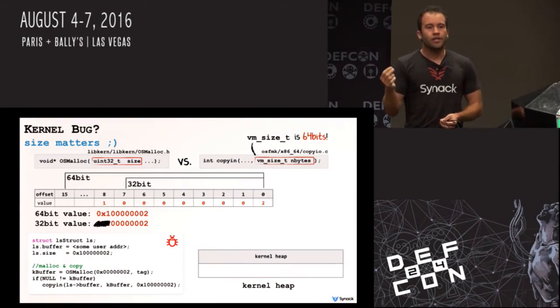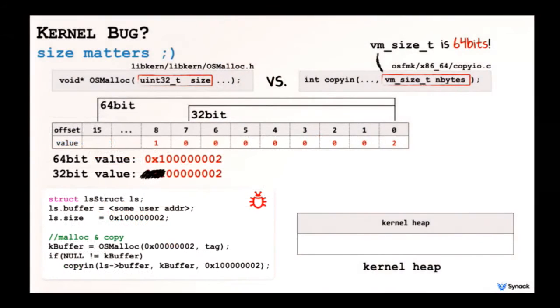Why? Well, the allocation function they use, which is OSMalloc, takes a 32-bit integer. Well, the copy function, which is copyin, takes a 64-bit integer. So obviously, if you pass in a 64-bit size, which is what LittleSnitch extracts from that structure, it's going to truncate that when it allocates it. So for example, if we pass in 1 with a bunch of zeros and a 2, basically a 64-bit value, it's actually going to truncate that when it goes to allocate that. So in this case, it's only going to allocate a buffer of 2 bytes.